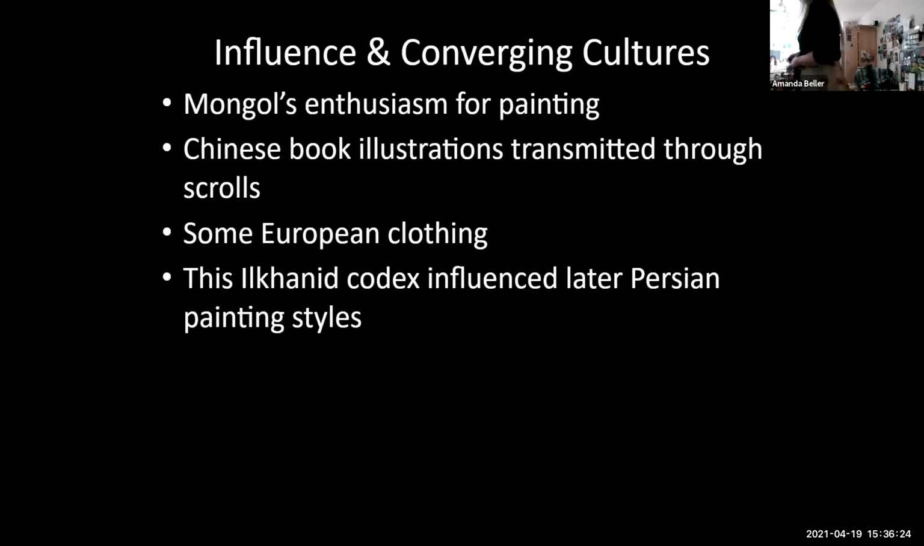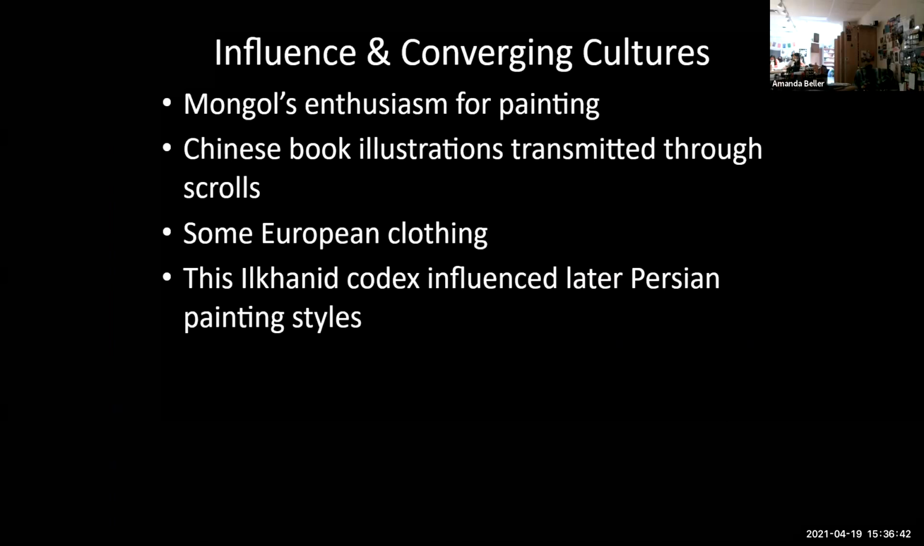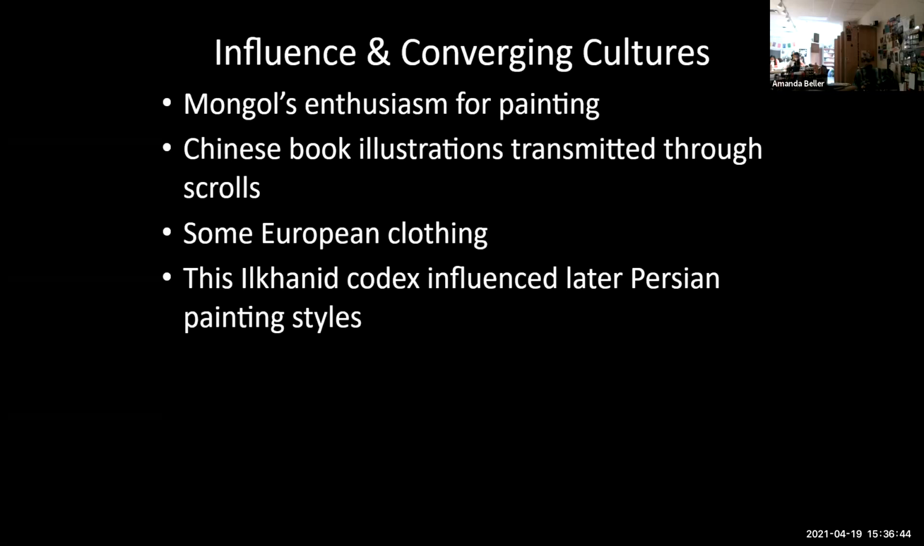All right, so what else do we see happening here? We see the Mongol enthusiasm for painting, specifically detail painting. Many of the trees and landscapes of the Shahnameh books are Chinese aesthetic. Some of the clothing depicted in the books are European. And then this codex influences later Persian painting. So I would say something about tradition change, converging cultures, power and authority.